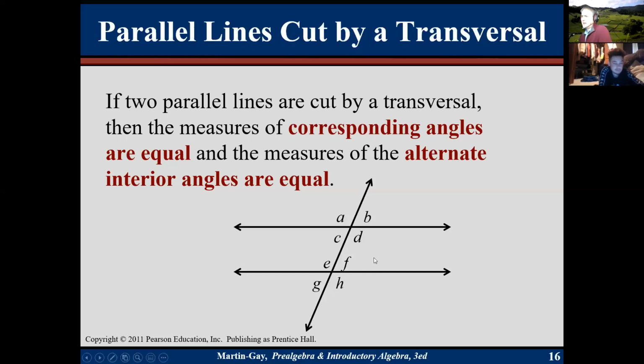So we've got all these angles formed by this transversal line. We've got A, B, C, and D, and then E, F, G, and H. What this theorem says is that A is the same as E, is the same as H, is the same as D. And B is the same as C, is the same as F, is the same as G. So all of these four angles, G, F, C, and B are the same, and A, D, E, and H are all the same.